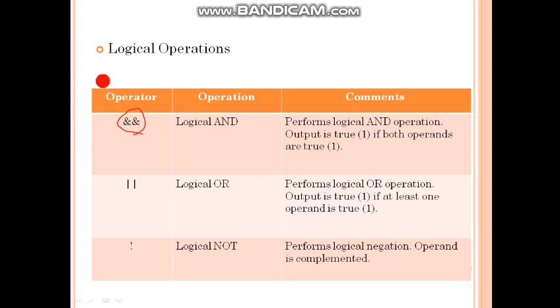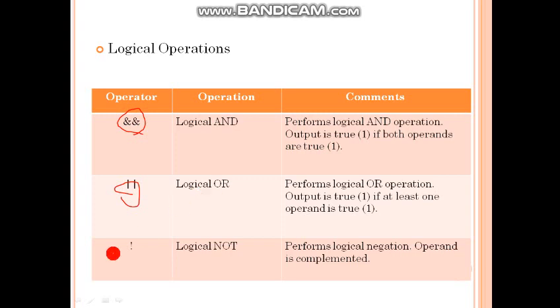The next is the logical OR operation. For performing the logical OR operation, this logical OR operator is used. Its output is true if at least one operand is true. If at least one operand is true, its output is 1. It means if both inputs are 0 0, its output is 0. Otherwise, in all other conditions, the output of the logical OR operator will be 1.